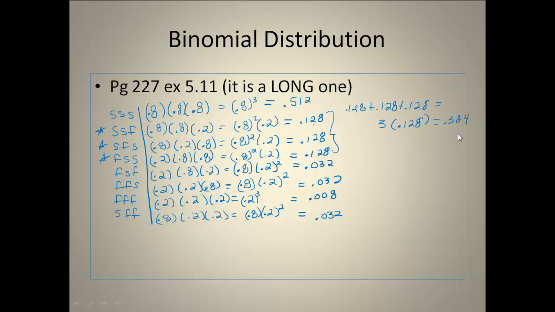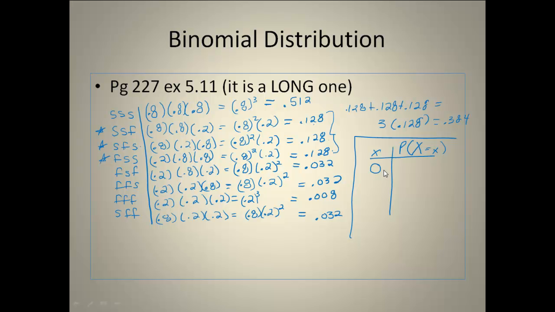So there's a 0.384 chance that exactly 2 of the people will be alive. Okay, in part E, it says obtain the probability distribution of the number of people of the 3 who are alive at age 65. So now what they want us to do is a probability distribution. So we need to make our table where we have lowercase x, which represents the number of people alive, and then the probability that capital X equals x.